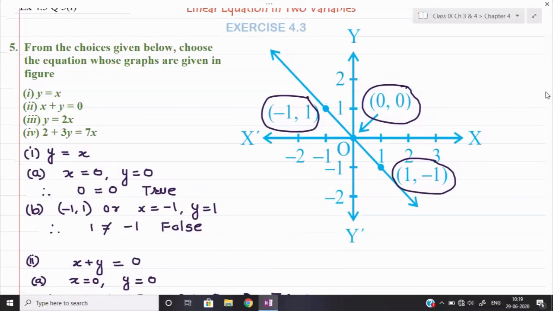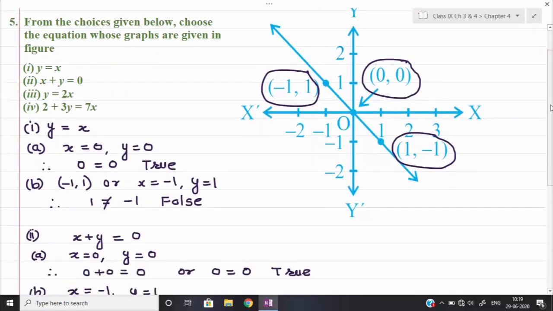Definitely they will not pass, because out of the four, any one is right. But again, if you want to cross check, I will show you how roughly we can find out for the part number third. Suppose I take the third part over here, y is equal to 2x.